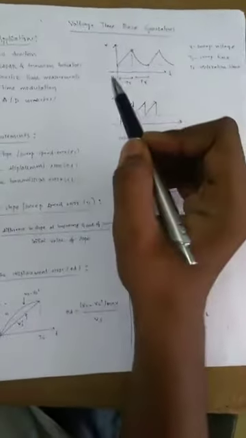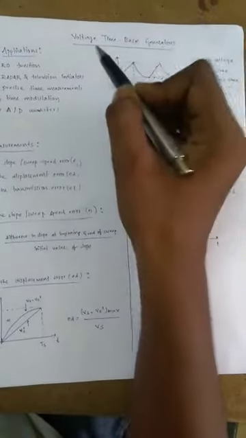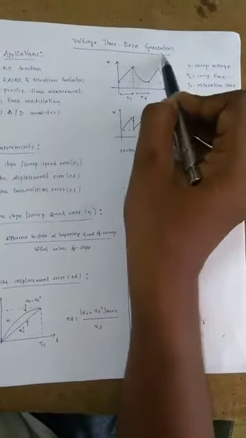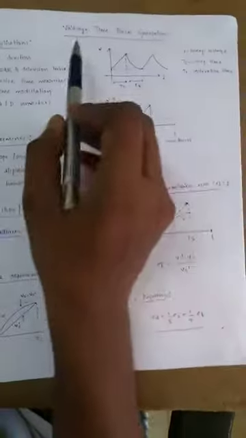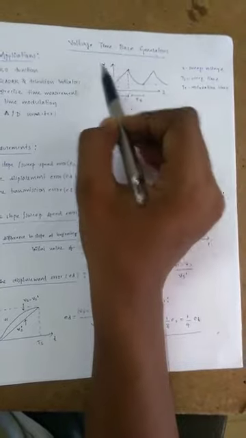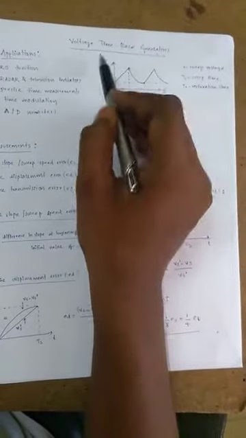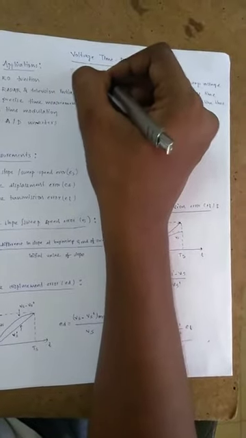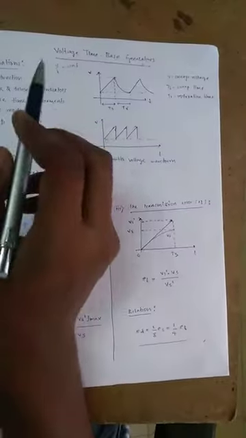Hello friends, today we are going to discuss voltage time-base generator circuits, or voltage time-base generators. What are these voltage time-base generators? As the name itself indicates, voltage time-base means that voltage is linear with respect to time. That is, V by T is equal to a constant.